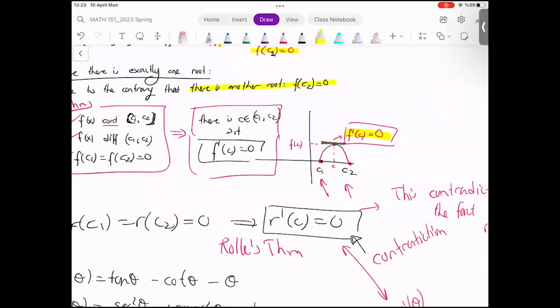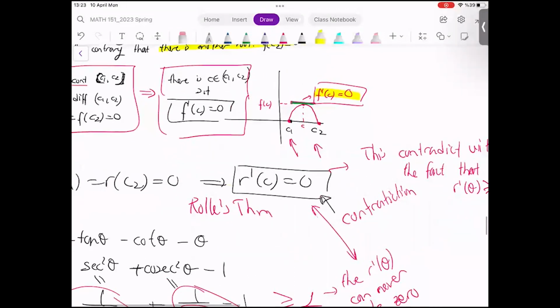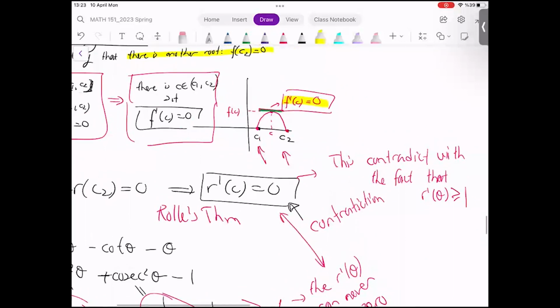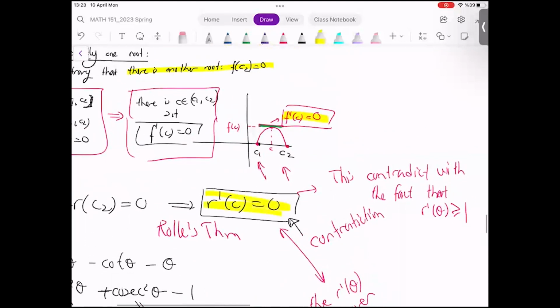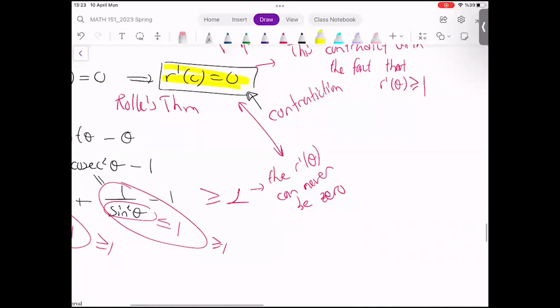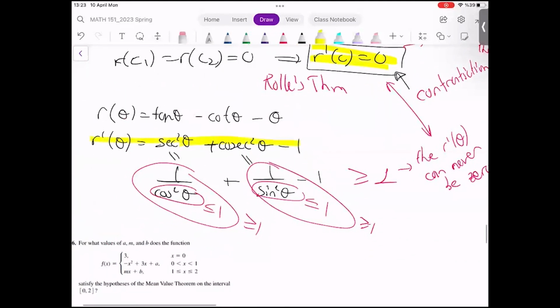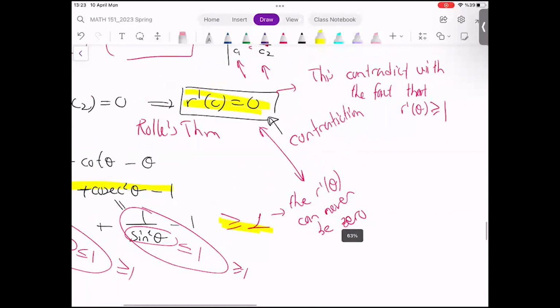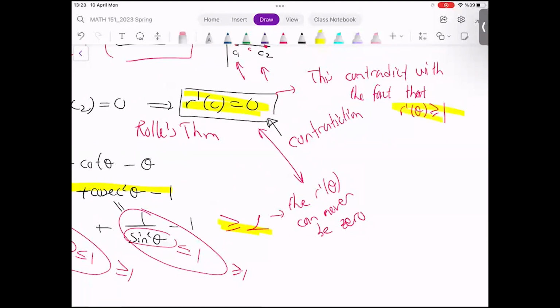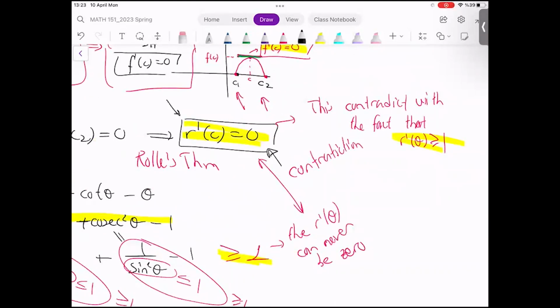We did something, we used Rolle's theorem. I explained the details to you. And if there would be another root, we obtain this. But this is something totally wrong. Why? We understand here that the first derivative should be always bigger than or equal to 1. If there would be another root, we obtain this, which can never happen. So there cannot be another root, okay? This is the logic behind proof by contradiction.